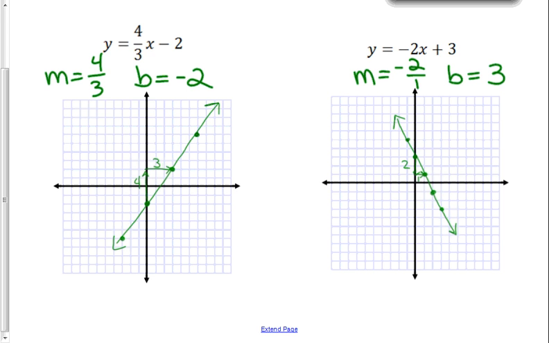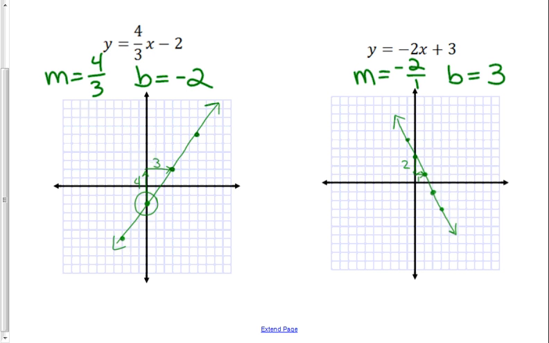Here are your solutions. For the first problem, you had a slope of 4/3 and a y-intercept of -2. So you start at -2 on the y-axis. That's where we started right here. And from there, we're going to go up 4 over 3.